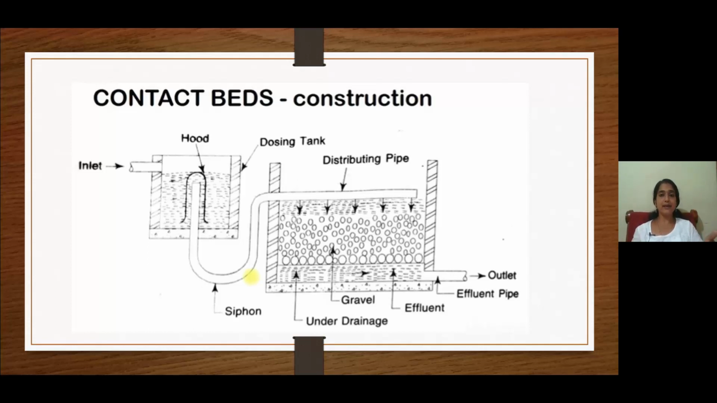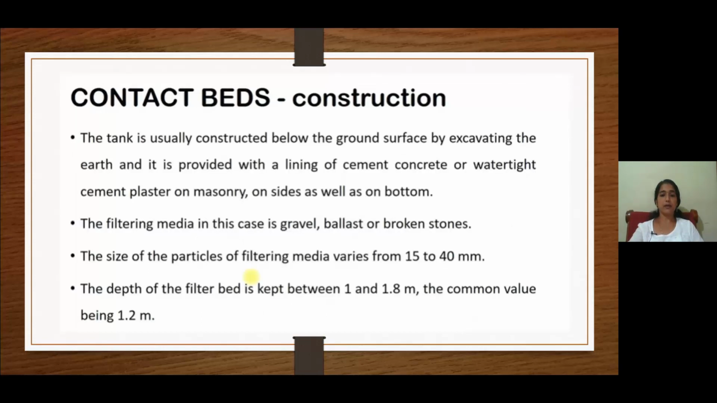The pits are made below the ground level, and the base material is given with the help of concrete, and the side walls are constructed with the help of bricks or concrete. Then the filter media is filled inside this tank, and under drainage systems are provided. Through this distributing pipe, the wastewater coming from the dosing tank is evenly distributed over the surface of the filtration media. Then the tank is usually constructed below the ground surface.